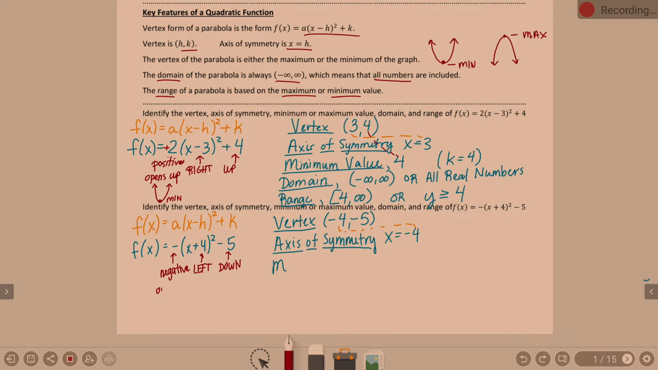And so this parabola opens down. And when it opens down, there's my little drawing. That puts the vertex at the top. If it's at the top, that means it is a max. So this is a maximum value.